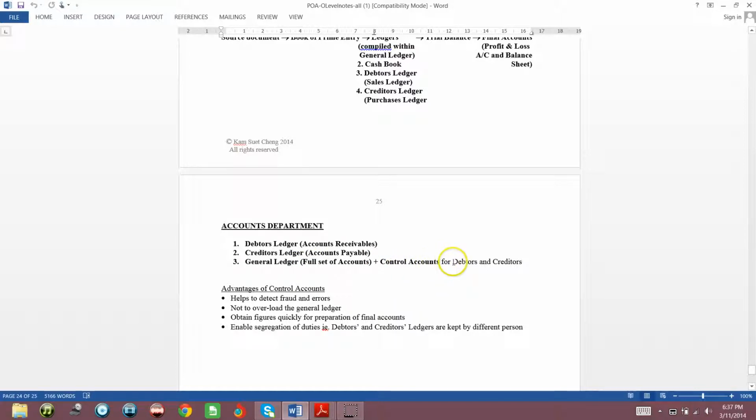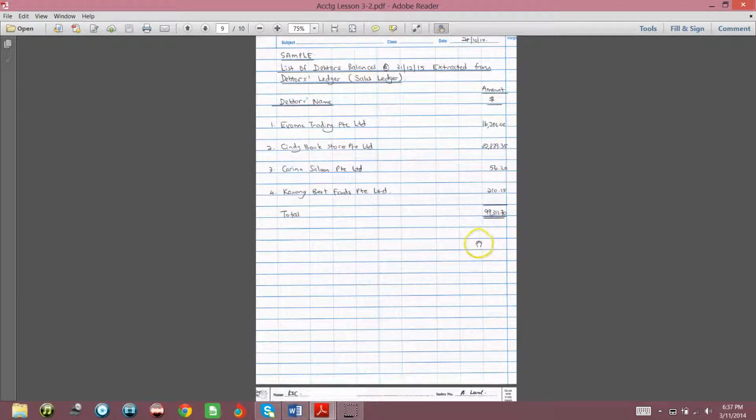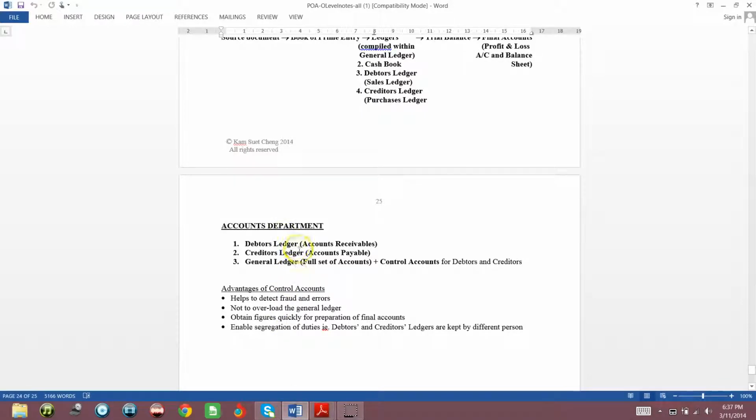So if the debtors total balance in the debtors control account and the debtors total balance compiled by the other accounts person, the person taking care of the debtors ledger, are different, that is, the total given to me by this person is different from the total given to me by the person taking care of the debtors and creditors control account, then there could be errors, or there could be fraud, because two persons doing the work are giving me different figures.